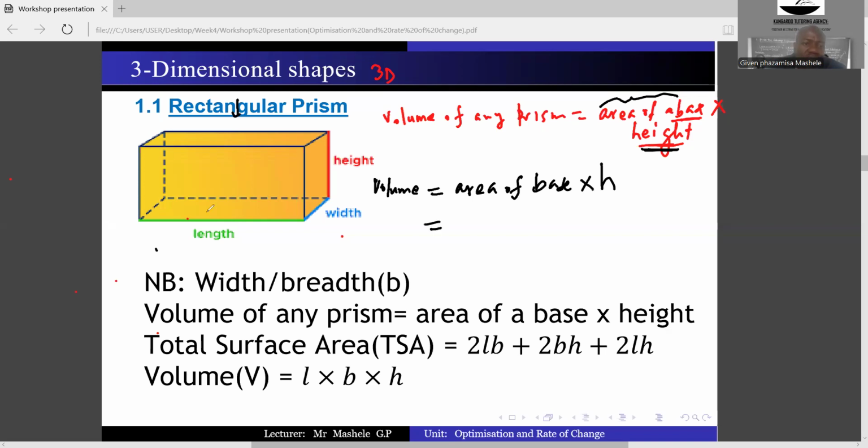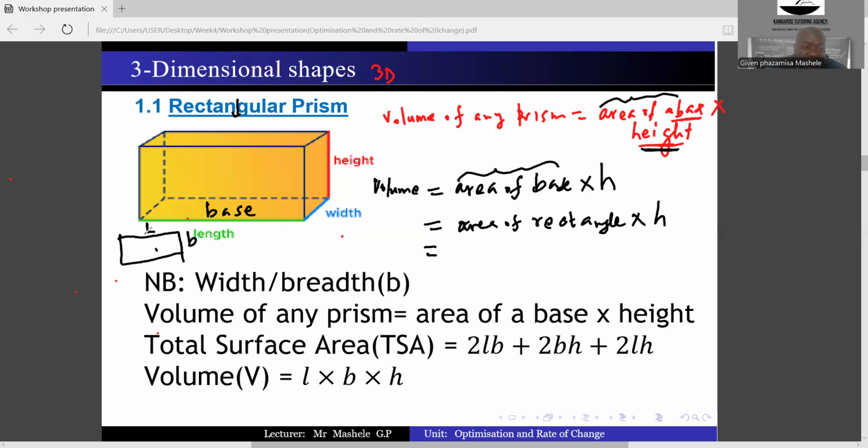And when you look here, what is our base? Our base is in the form of a rectangle, with the length and the breadth or the width. So to determine the volume of a rectangular prism, we need to calculate the area of the rectangle, because it's our base, and multiply by the height. And what is the area of the rectangle? We take one side by the other. So it's length by breadth by height. This is the formula for calculating the volume of a prism, ladies and gentlemen.